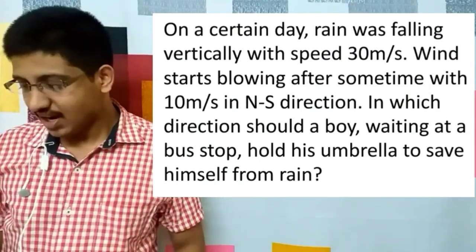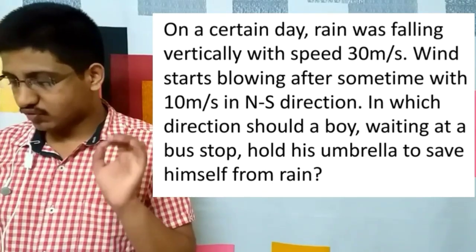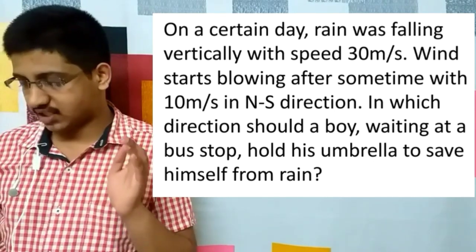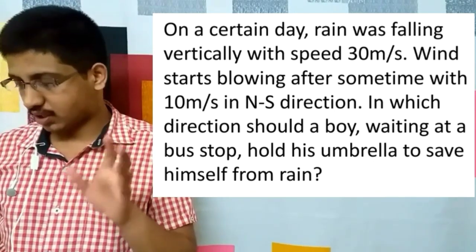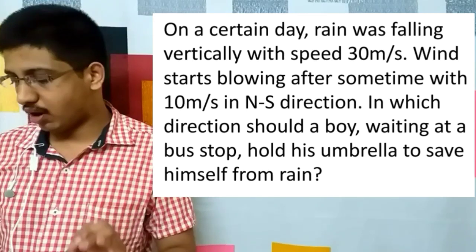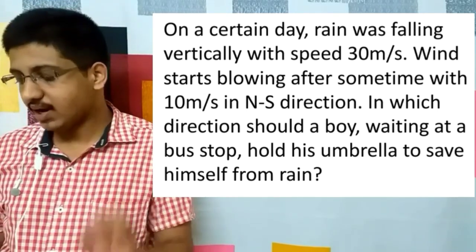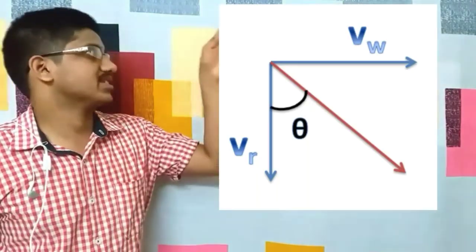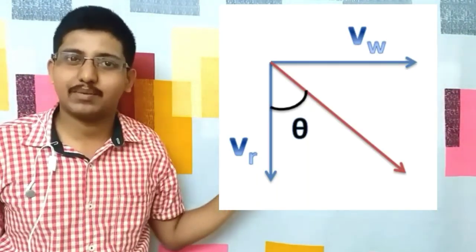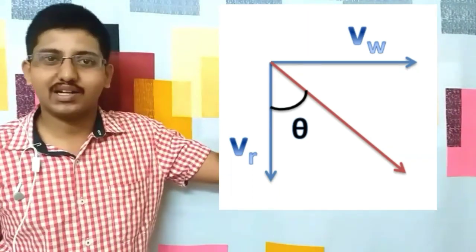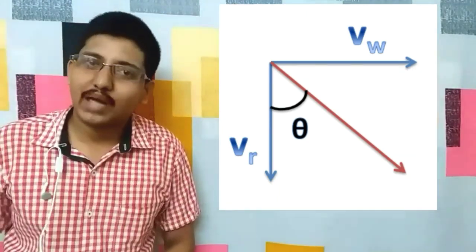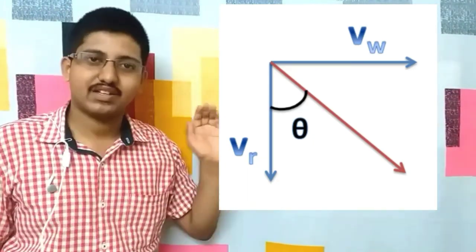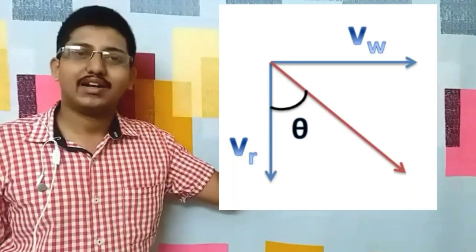Now the next question. On a certain day the rain was falling vertically with a speed of 30 meters per second. The wind starts blowing after some time with a speed of 10 meters per second in the north-south direction. In which direction should a boy waiting at the bus stop hold his umbrella to save himself from rain? Here there is nothing to complicate, a very easy question. The rain is falling down at 30 meters per second and then the wind blows later at 10 meters per second. So we have to just find the angle of the resultant with the vertical. That is nothing but tan theta is equal to 10 by 30.